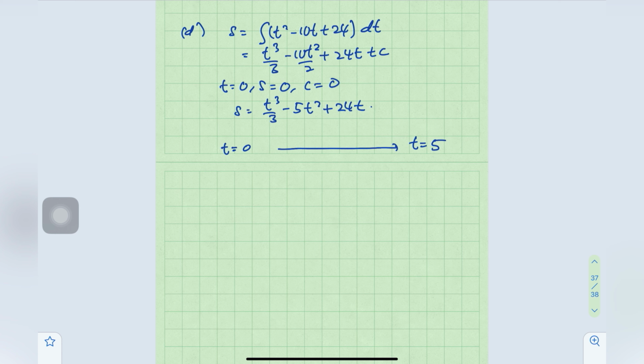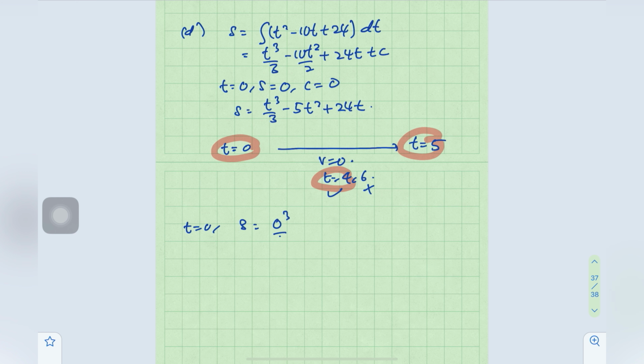Okay, so particle change direction V equal to 0. Okay, V equal to 0 tadi kita dah uji, kita dapat T equals to 4 and 6. Yang 6 ni tak kacau lah, tapi yang 4 ni dia kacau. So therefore kita kena cari for these three values of T, dia punya displacement. Okay, when T equals to 0, S equals to 0 cube over 3 minus 5 times 0 squared plus 24 times 0, which is equals to 0.